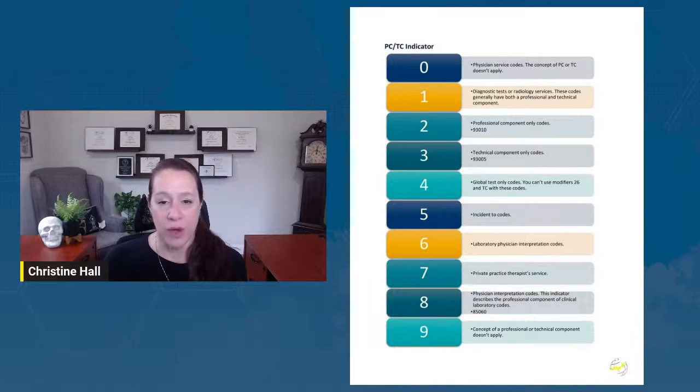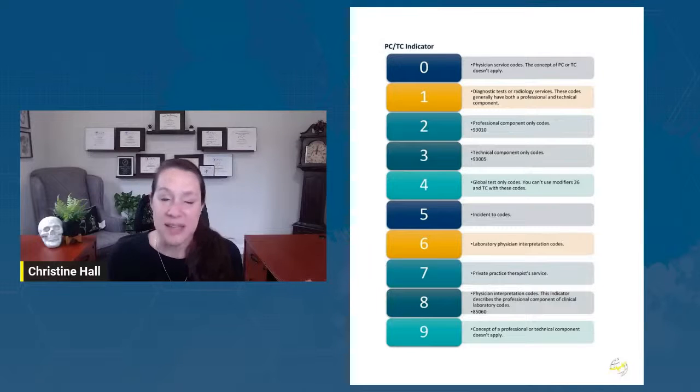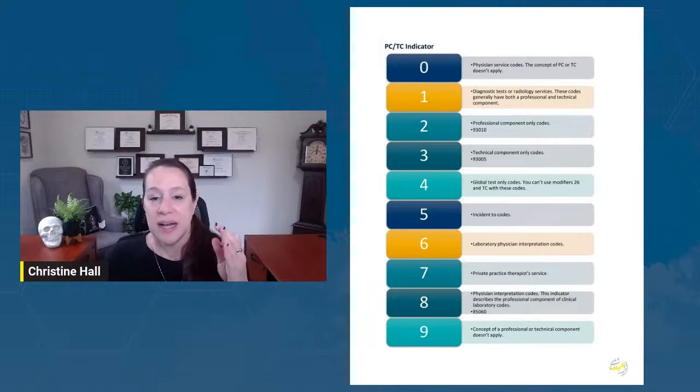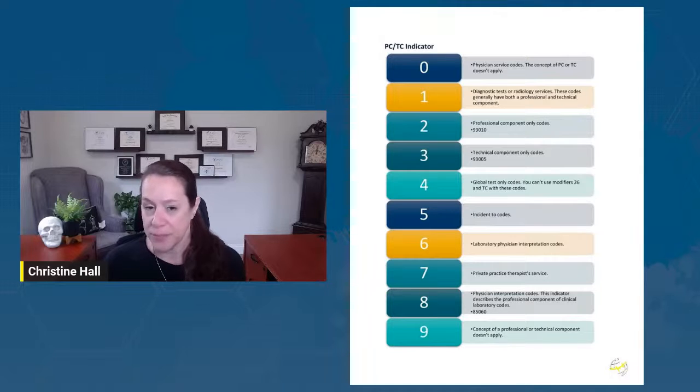4, it's a global code. It means that you can't use modifier TC or 26 because it's a global code only. Can't break that up. So again, your 93000, that's a global code. Can't break that up. The 5 is an incident to code, means it is a service that is usually performed by an ancillary staff service. We normally don't see the physicians doing that. Most of the time, you'll see that indicator on there. 6 is a laboratory physician interpretation code only. 7 is a private practice therapist service code.